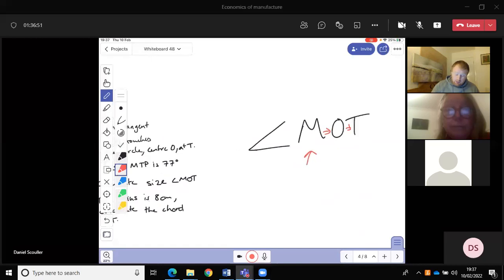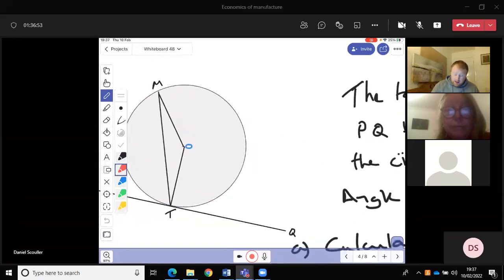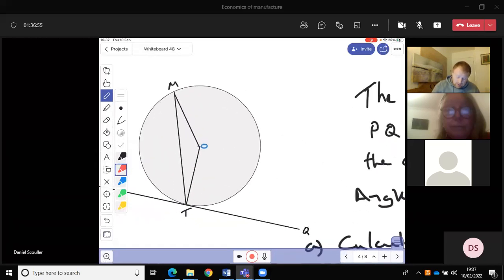So let's just go into the diagram. Angle MOT. Start at M, go to O, go to T. The middle letter O is where that angle is. So the question A is asking what that angle is in there.